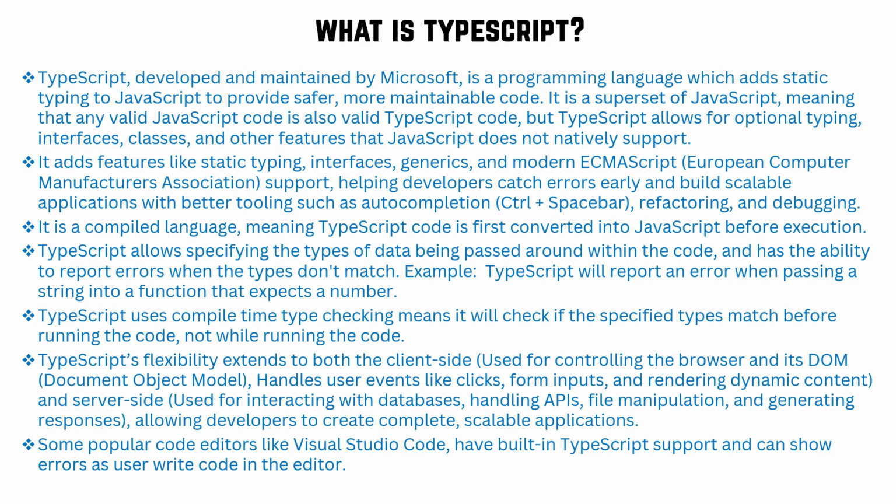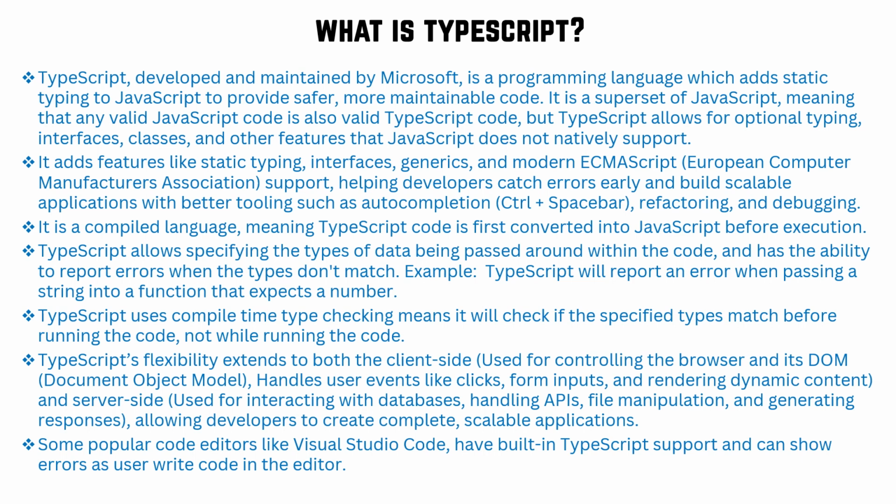TypeScript is a superset of JavaScript, meaning that any valid JavaScript code is also valid TypeScript code, but TypeScript allows for optional typing, important concepts like classes, interfaces, and other features which JavaScript does not natively support. TypeScript adds features like static typing, interfaces, generics, and modern ECMAScript. ECMA stands for European Computer Manufacturers Association. So TypeScript supports modern ECMAScript.